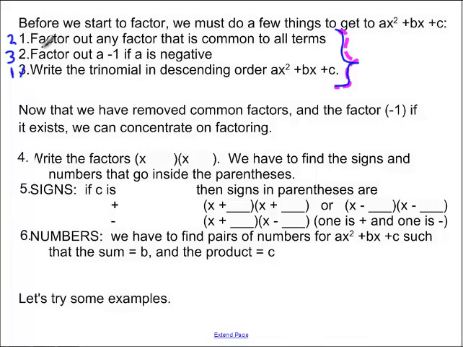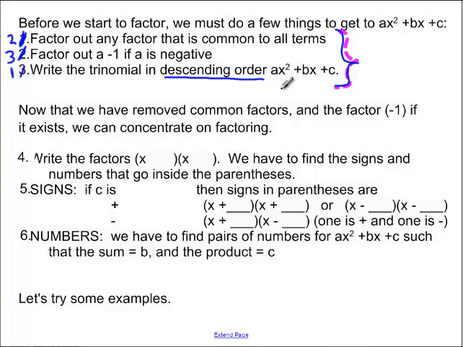I tried to modify the slide, but the slide wouldn't really modify easily enough to change these 1, 2, and 3s. So I'm going to call an audible here and say, step number 1, write the trinomial in descending order, ax squared plus bx plus c. Remember, descending order talks about the power on the exponent.